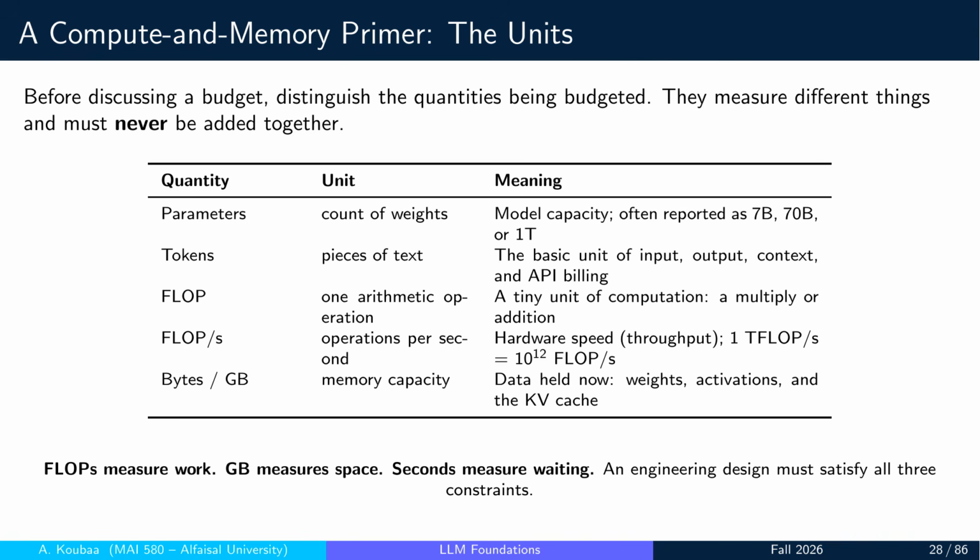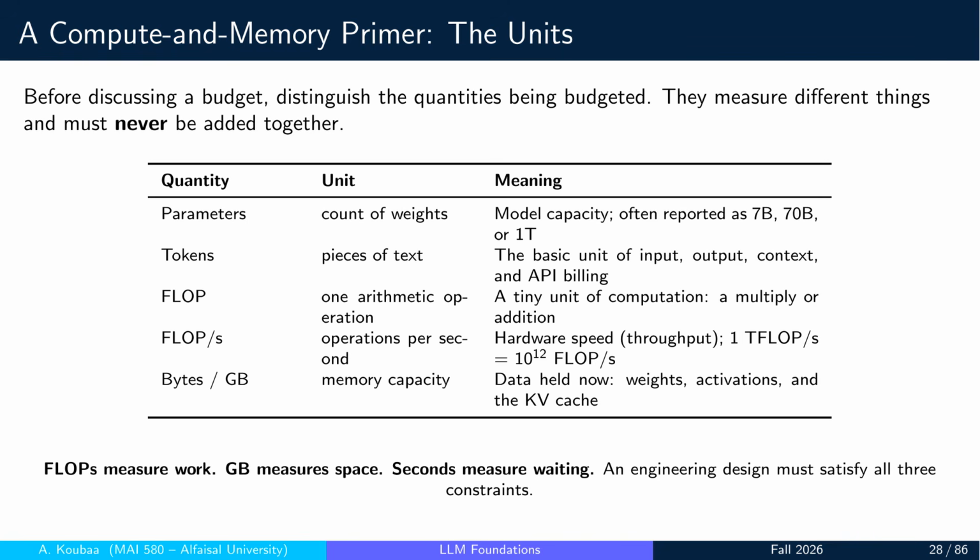A flop is one arithmetic operation, one multiply or one addition, a very small unit of computation. Flops per second is hardware speed, or throughput. 1 teraflop per second is 10 to the 12th operations per second. Bytes and gigabytes measure memory capacity. That is the data held right now: the weights, the activations, and the KV cache.